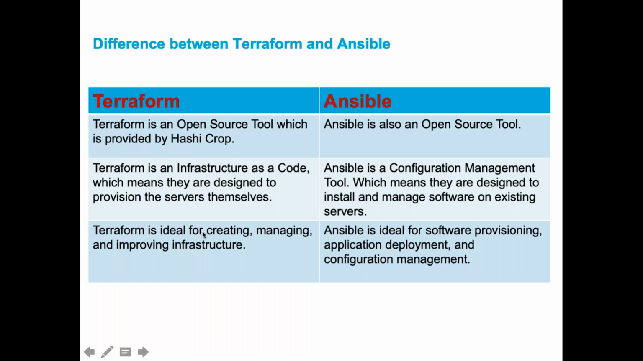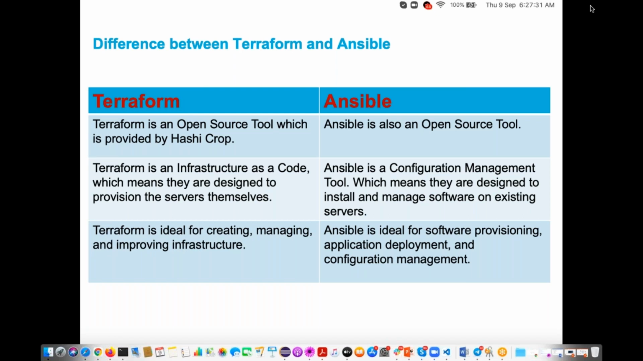Terraform is ideal for creating, managing, and improving the infrastructure. Ansible is ideal for software provisioning, application deployment, and configuration management. So we can use Ansible for deploying applications also, and for configuration management also. Clear? So is the difference between Terraform and Ansible clear?